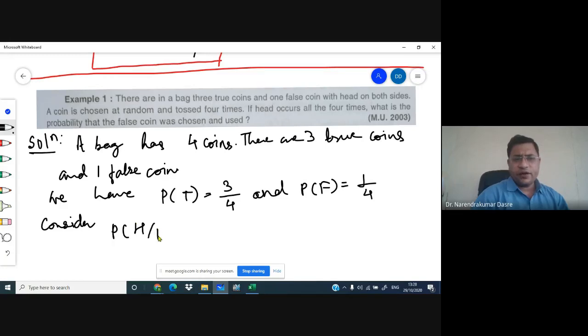The probability of getting head when the fair coin is used. Because we want to get all heads. So the probability that I get head when the fair coin is used, and then I have to find the probability of getting head when the false coin is used. So can you tell me the probability that I will get head when I use the fair coin, and when I use the false coin?